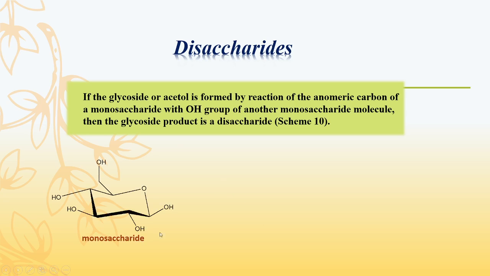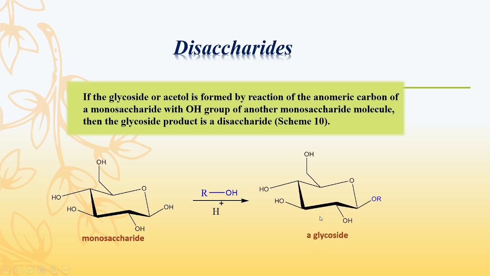So you can see the reaction. This is the first monosaccharide unit, this is glucose, and this is another monosaccharide. Here we are only concerned with this OH group, therefore we do not write the full structure; here I write only the R group. When the anomeric carbon reacts with this OH group of the second monosaccharide, the formed product is called a glycoside. So this product is a glycoside, and this glycoside is a disaccharide.